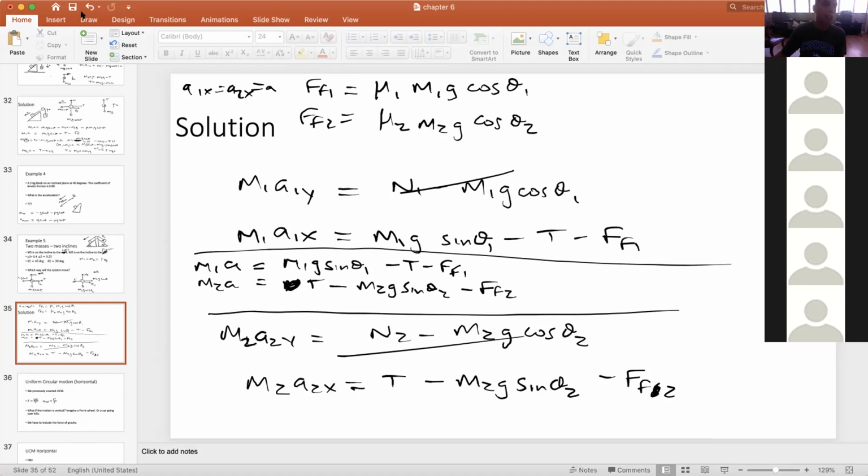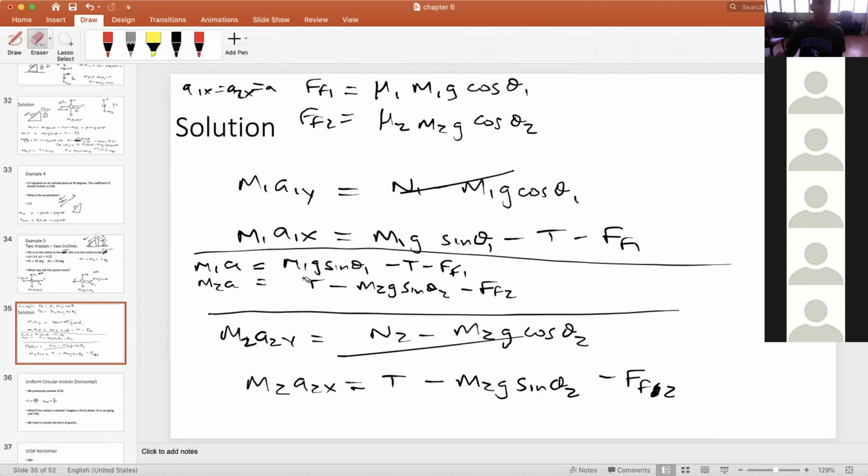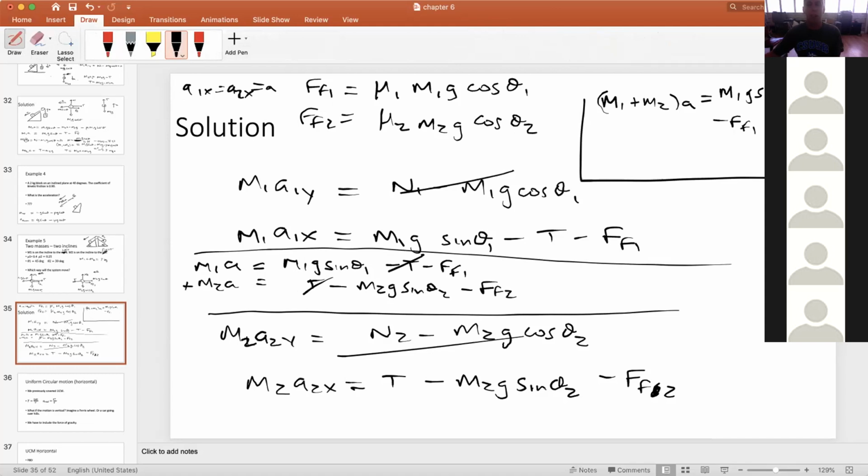Now, I'm going to show you a fast way to do this. Instead of doing substitution, just write them and add them together. Okay, I'm going to add them up here. M1 plus M2 times A is equal to, the T's cancel, M1G sine theta 1 minus force of friction 1 minus force of friction 2 minus M2G sine theta 2.